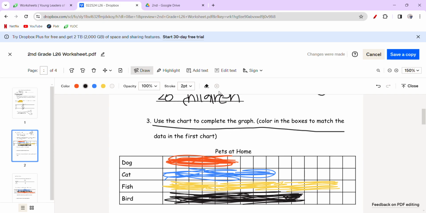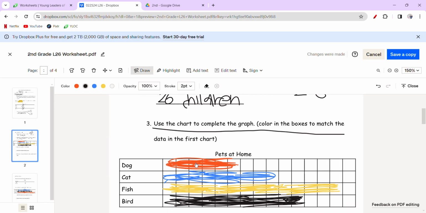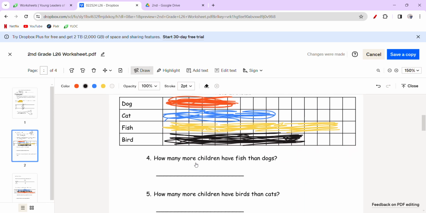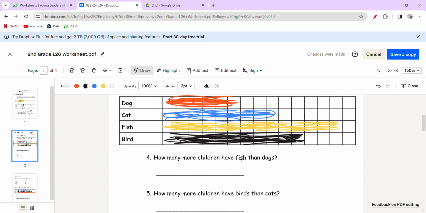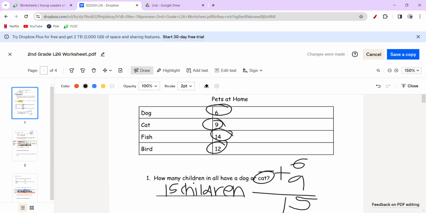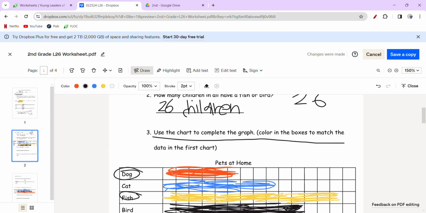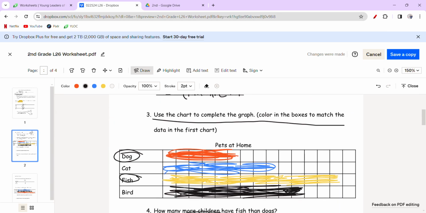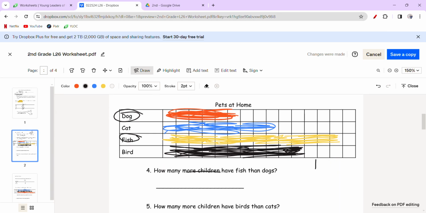Use the chart to complete the graph, color in boxes to match the data. I just filled it out. Looking at this, how many more children have fish than dog? So we're going to look at fish and dog. How many more? So we have to subtract in this case. There are 14 fish and 6 dogs, so we would do 14 minus 6.